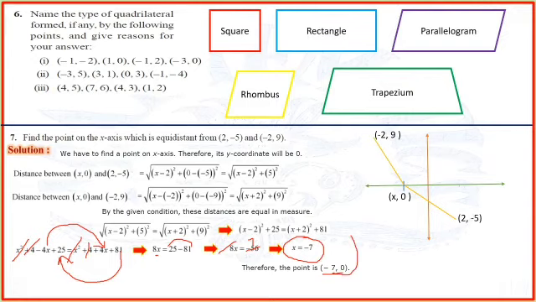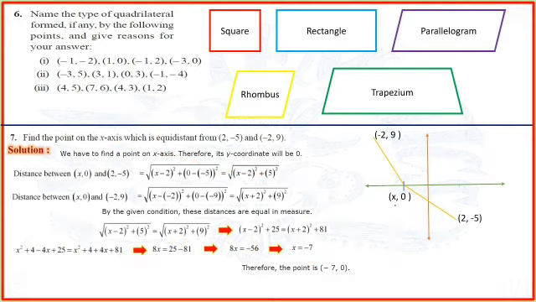This value of x we are going to put in this coordinate which we have already taken, (x, 0). Here the value of x is minus 7, so (-7, 0) is the required point on the x-axis. So that's all about this question 7.